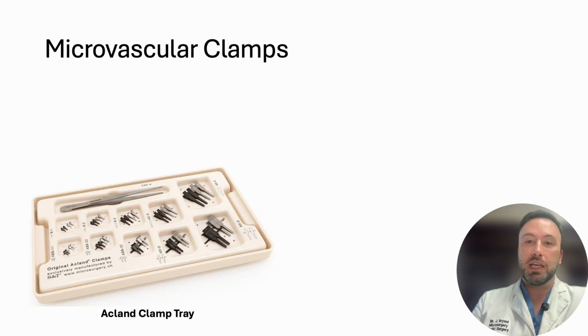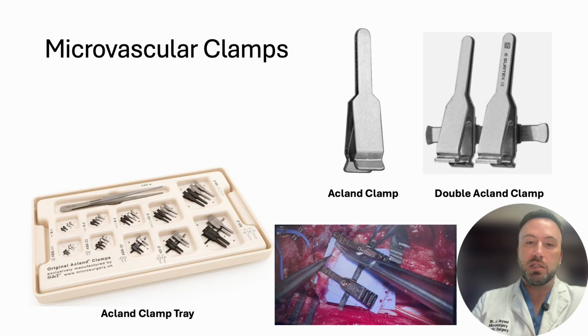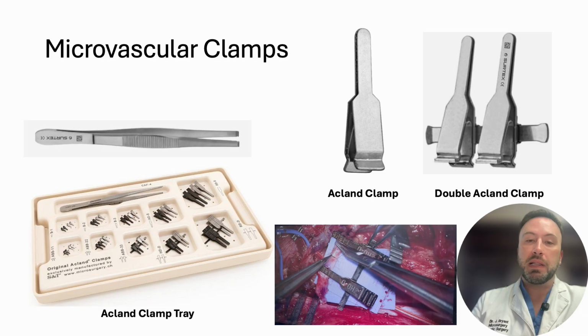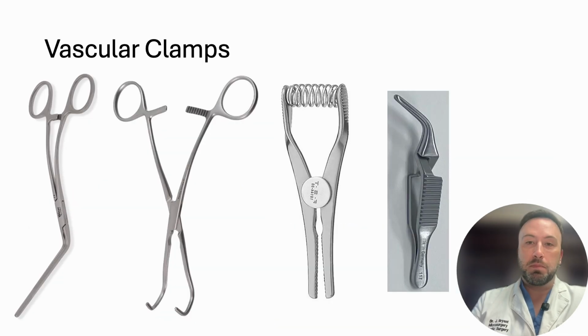Microvascular clamps, including Acland clamps, are used for free flap microvascular anastomosis. Acland clamps are applied to microvessels, while double Acland clamps are used to aid in performing the anastomosis. These are passed with an Acland clamp applier. Vascular clamps, including DeBakey, Satinsky, and bulldog clamps, may also be used when preparing larger source blood vessels for microvascular anastomosis.